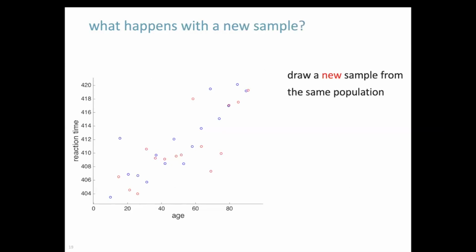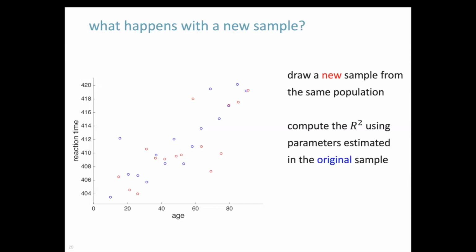So to go to prediction, I want you to think about what happens when you have a new sample. So if I were to go and from the same population do another sample, other people with other ages and other reaction times, how well would the model fit this? You can compute the R squared using the parameters from the original sample, and you'd find that the model that looked good in the original sample looks a bit worse now. It's not so surprising. It's a different sample after all.